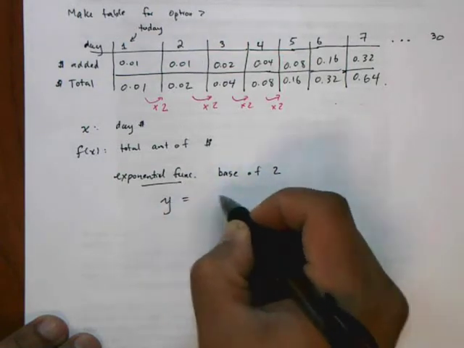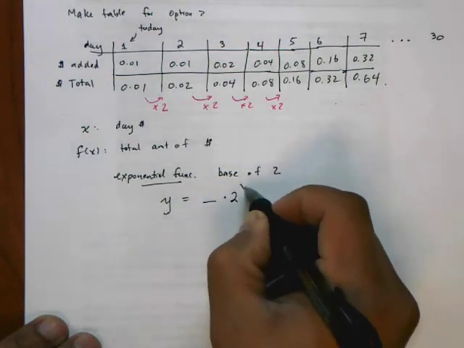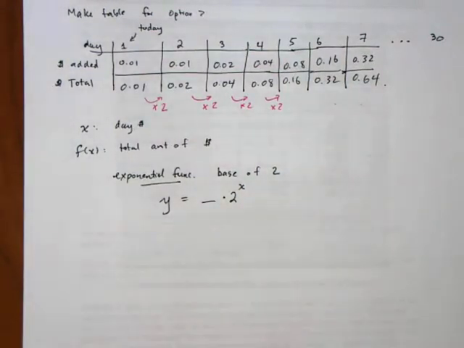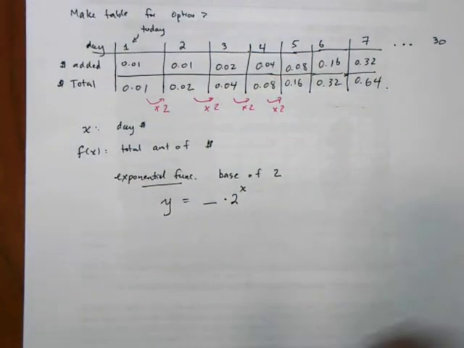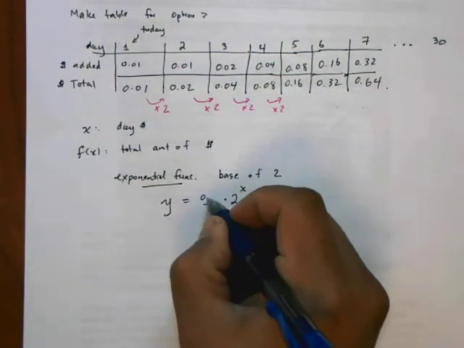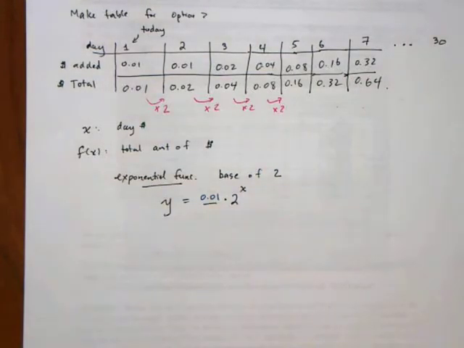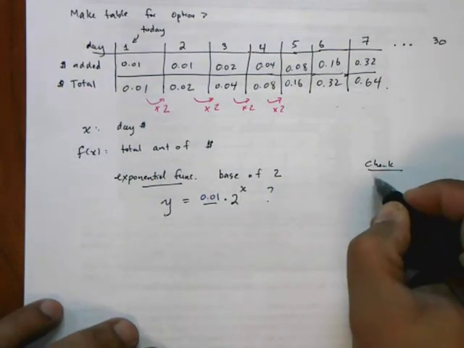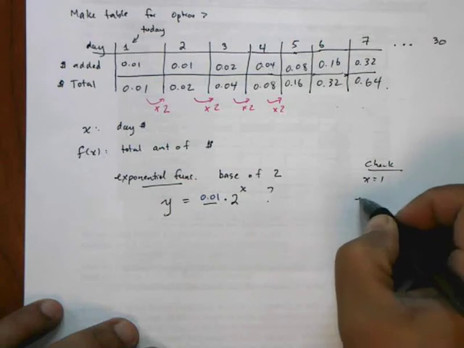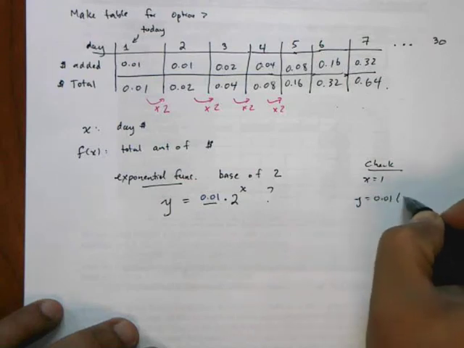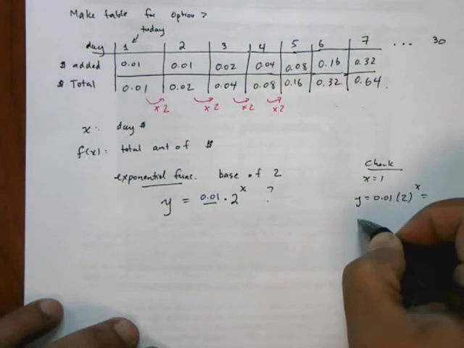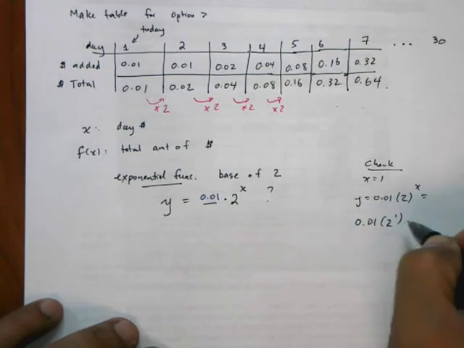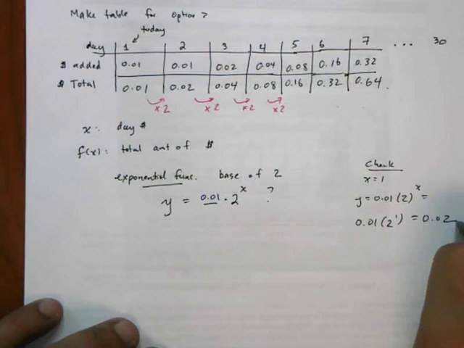So it's going to be y equals something times 2 to the x, because every single day I'm multiplying by 2. Well, the initial value seems like it should be 0.01. And let's see if this works. Let's say if I put 1 in here, so we'll do some checking right here. Does this equation really work? So we'll check. When x equals 1, y equals 0.01 times 2 to the x, which is 0.01 times 2 to the first power, which is 0.02.